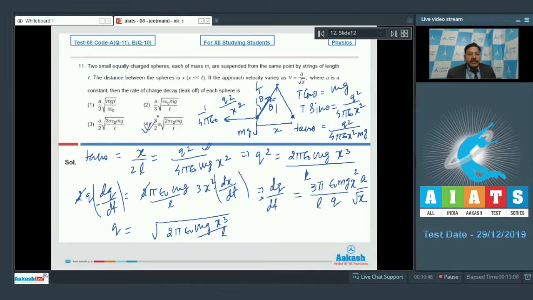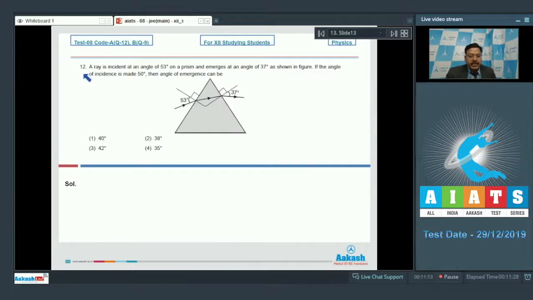Let's go to question 12 now. Question 12 says, a ray is incident at an angle of 53 degree on a prism and emerges at an angle of 37 degree as shown in figure. If the angle of incidence is made 50 degree, then angle of emergence can be, and these are the four options, and we have to select the correct one, of course.